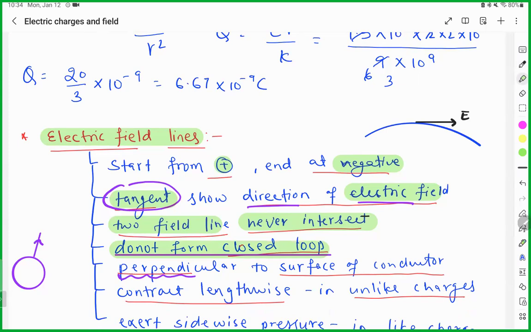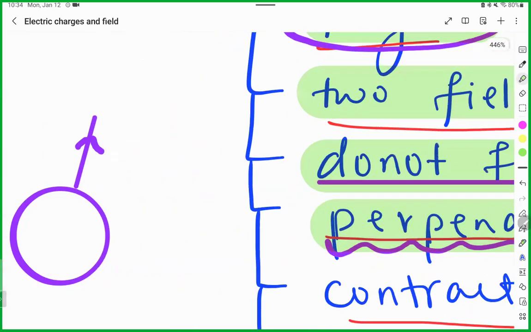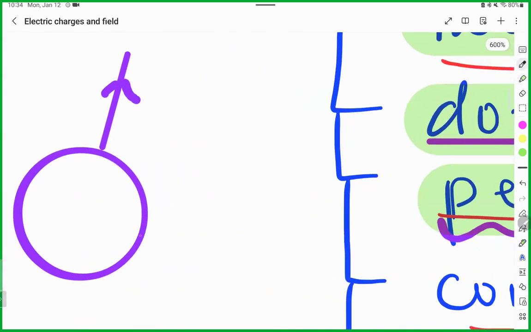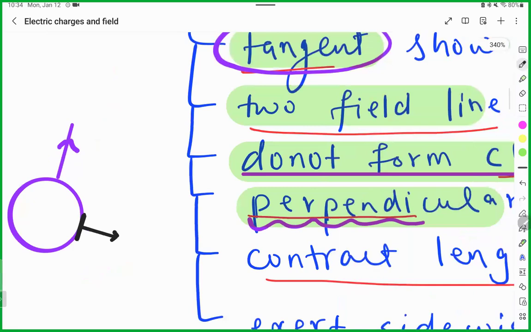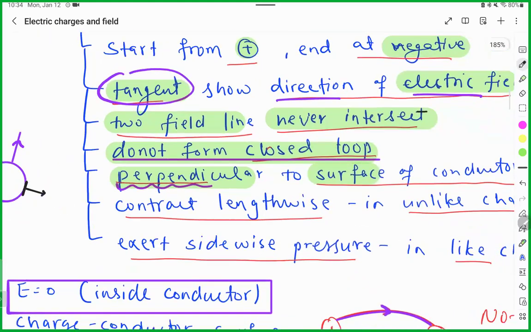Next, electric field lines are perpendicular to the surface. How? See this diagram. This is any surface. If you take an electric field line, it will always be perpendicular to the surface. See, 90 degrees to the surface. So electric field lines always enter or emerge from the surface exactly at 90 degrees.